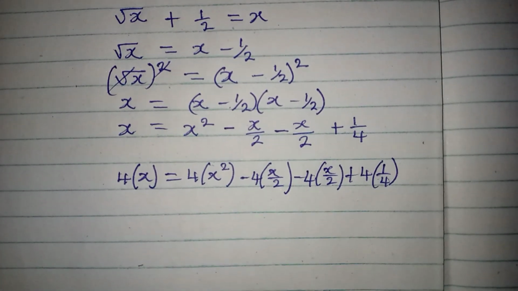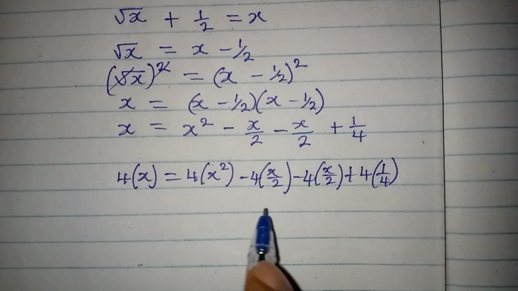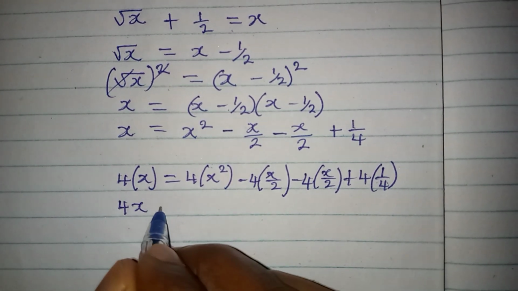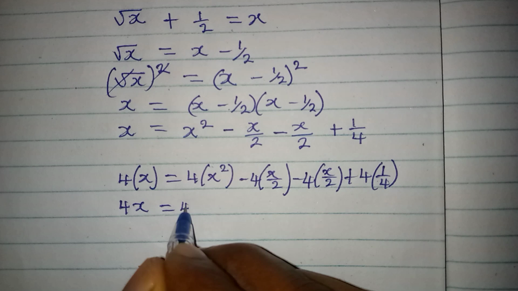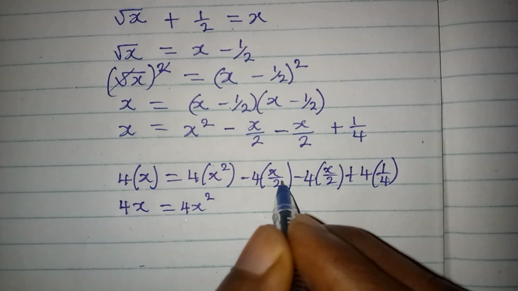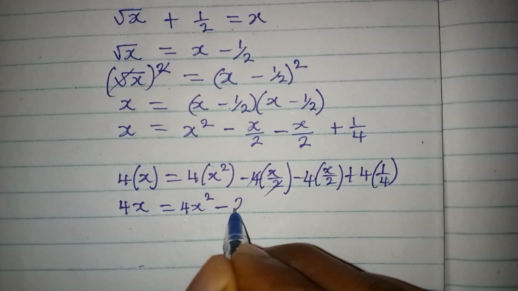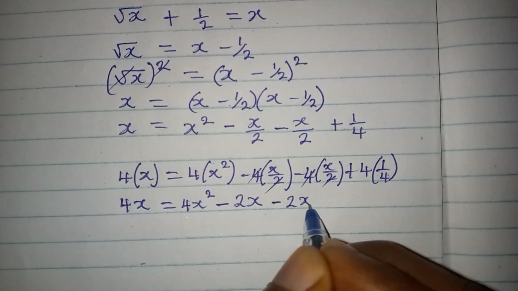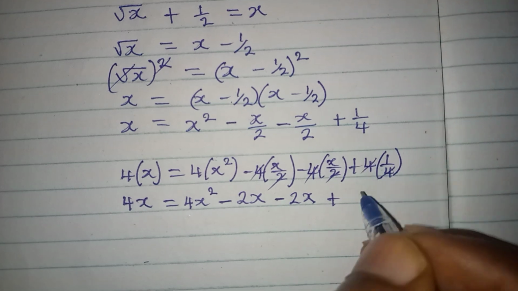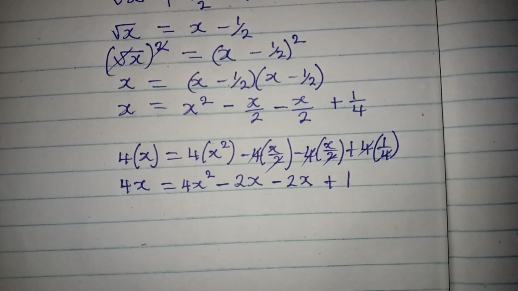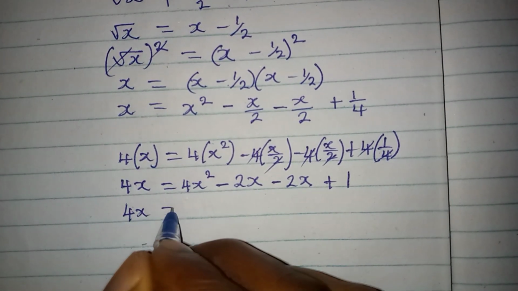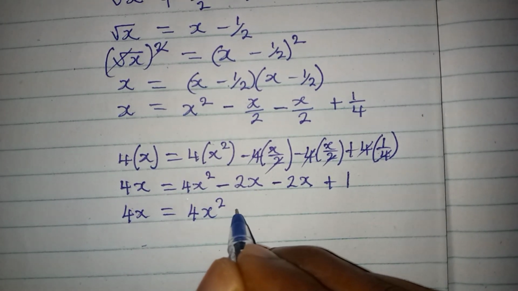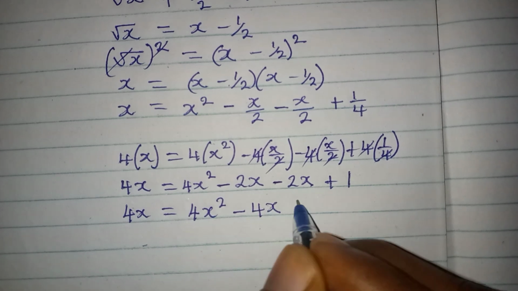Okay, so the next thing we will do is to clear out the fraction, right? So that's 4 times x will give 4x equal to 4x squared will be here. Then this will go there 2 times, so that we'll have negative 2x. Then this will go there 2 times, another negative 2x. Then plus this will go there, and we have 1. Now 4x is equal to 4x squared. Put these two together, you have minus 4x, then plus 1.